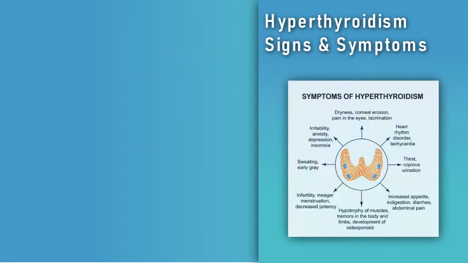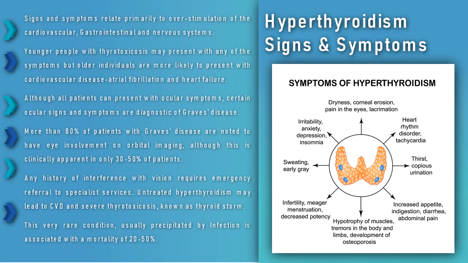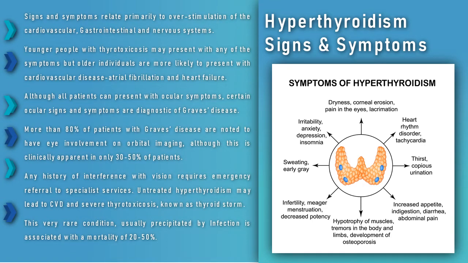The signs and symptoms of hyperthyroidism relate primarily to overstimulation of the cardiovascular, gastrointestinal, and nervous systems. Younger people with thyrotoxicosis may present with any of the symptoms, but older individuals are more likely to present with cardiovascular disease such as atrial fibrillation and heart failure.